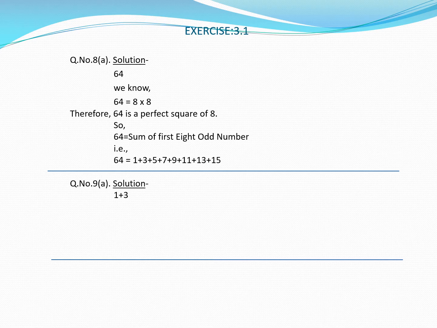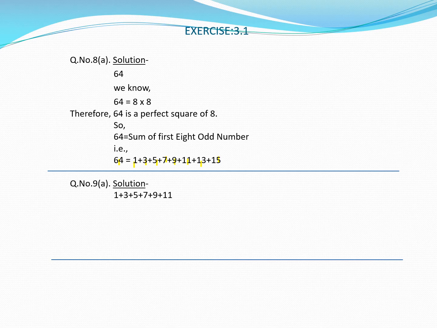So we will take here the first 8 odd numbers: 1, 3, 5, 7, 9, 11, 13, 15. When we add all these, we will get the answer as 64.